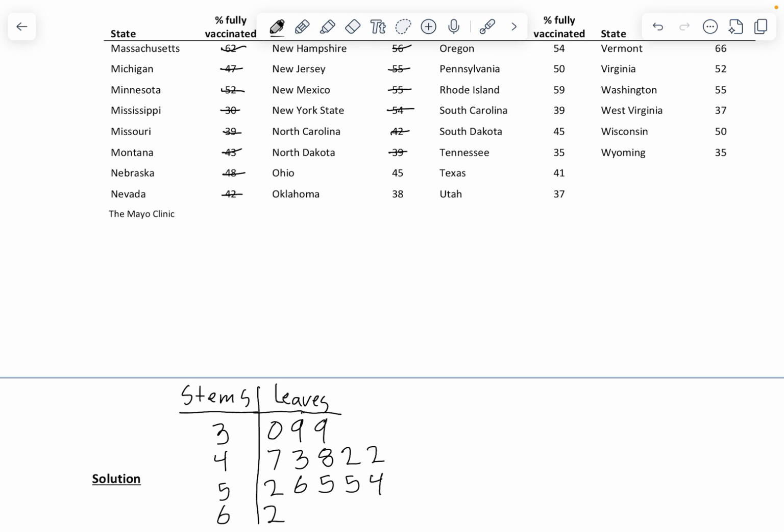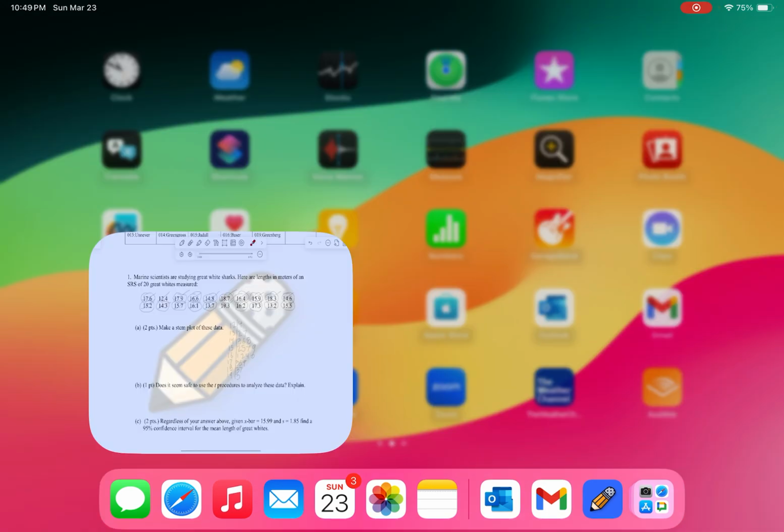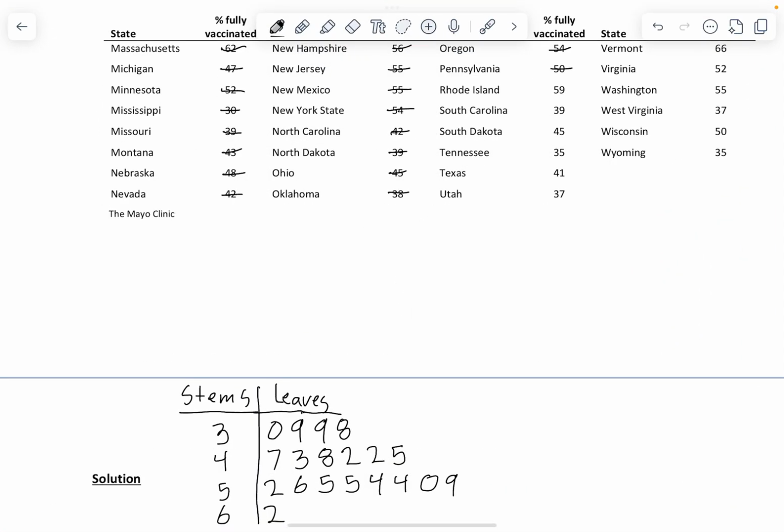Ohio is 45. Oklahoma is 38. Oregon is 54. Pennsylvania is 50. Rhode Island is 59. Okay, got that. And then South Carolina is 39. South Dakota is 45. Tennessee is 35.